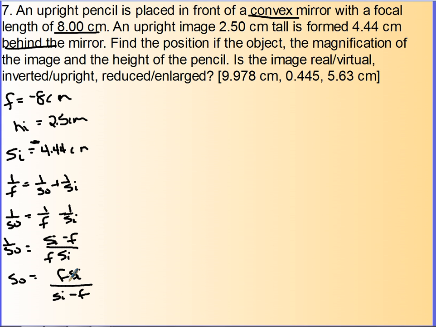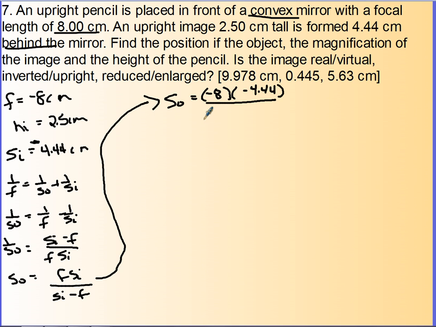Now these weren't going to be pretty numbers, so I didn't want to try to find a least common denominator. I mean, there were 2 and 4, pretty easy. All right, so my object distance is my focal length, which is negative 8, times SI, which is negative 4.44, divided by SI, which is negative 4.44, minus F, which is negative 8. Now let's be careful with our calculators. Negative 8 times negative 4.44 is 35.52.